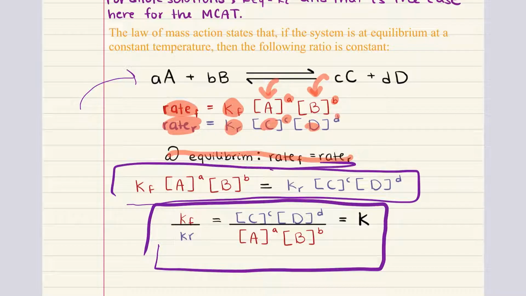Now, a couple of things here. If you remember last chapter, we said that for rate laws, the exponents are determined experimentally. Why is it here that we wrote the rate laws for the forward and reverse reactions using the coefficients from the balanced reaction? Again, this is a consequence of how we define the law of mass action.